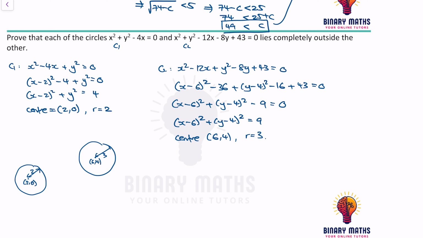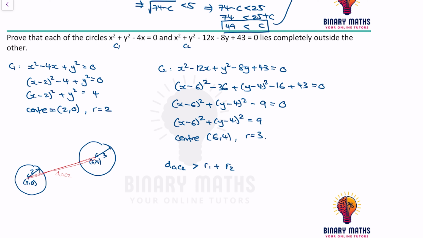Now, if this circle lies completely outside the other, then if I work out the distance between the two circle centers, let's call this distance between circle 1 and circle 2, then the distance must be greater than the two radii added together, so R1 plus R2. It has to be greater. It can't be equal. If it's equal, it must be touching. If it's less than, then one will be inside the other. So I have to prove that the distance between the centers of C1 and C2 is greater than R1 plus R2.